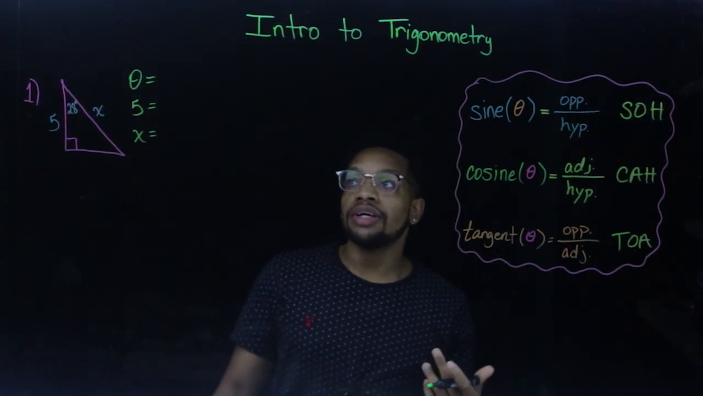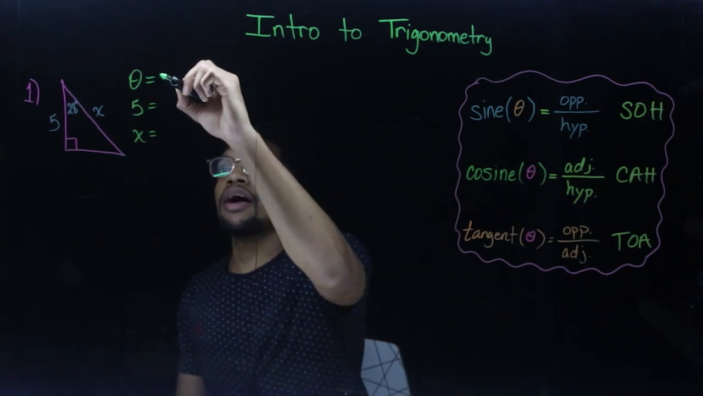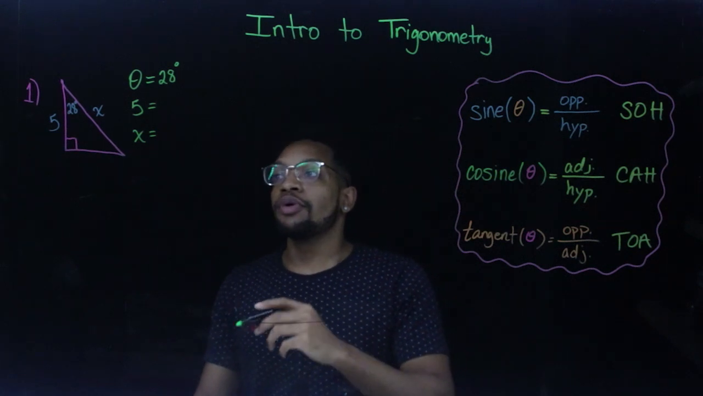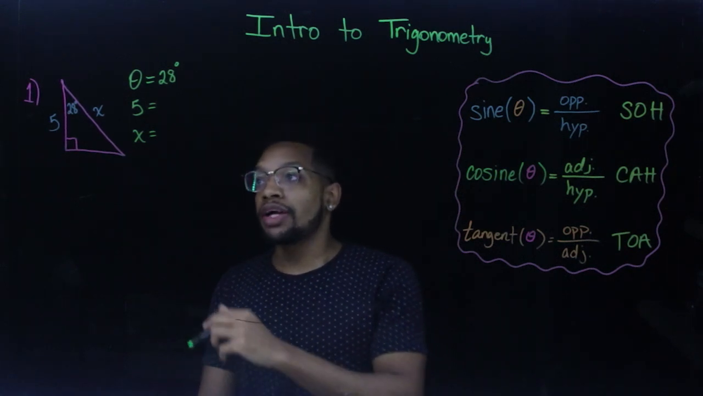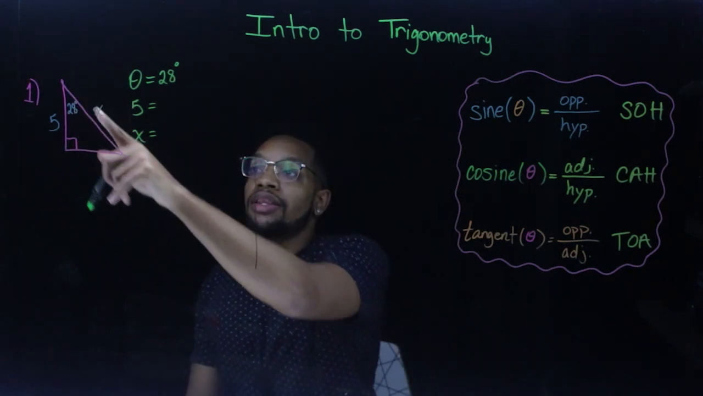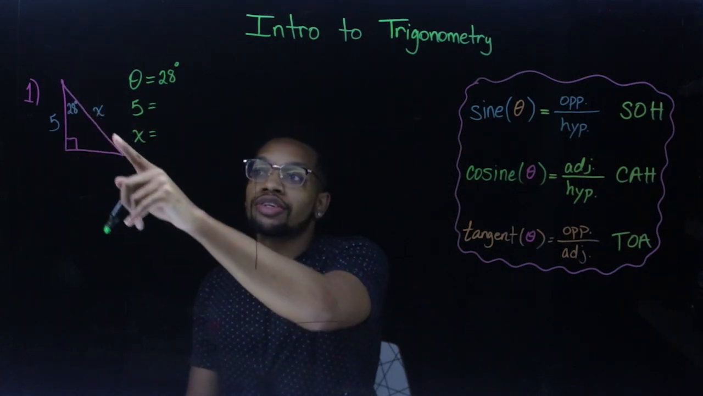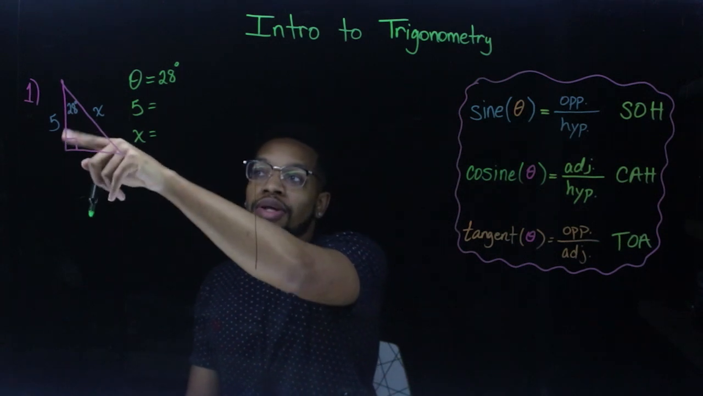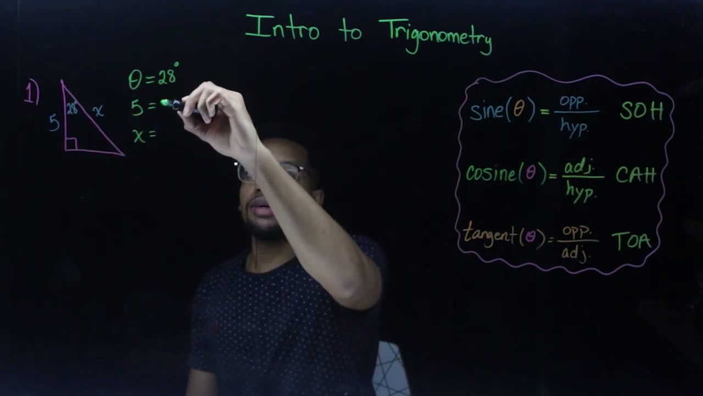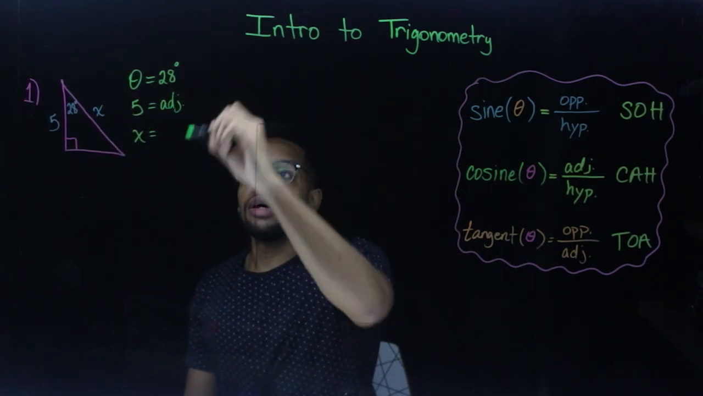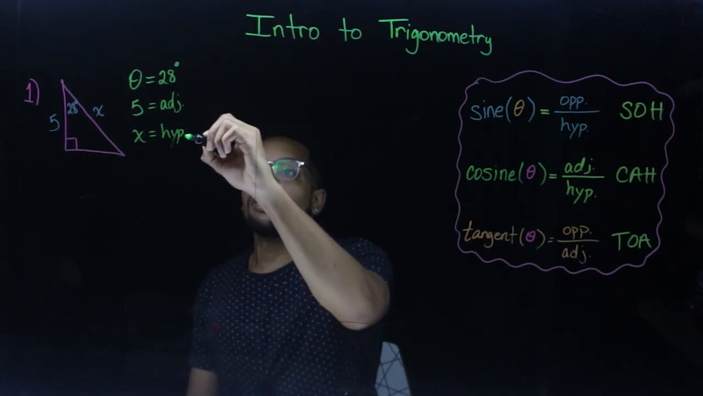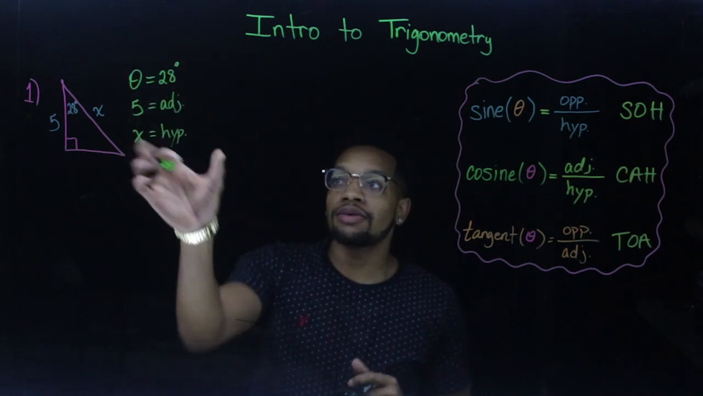All right, and then you just fill it in with whatever it is. So theta, our angle, is going to be 28 degrees. 5, what part of the triangle is that? And so theta's right here. This is going to be the hypotenuse because it's across from the right angle. And this is the opposite because it's across from theta. So that means that this has to be adjacent. And then like we said, x is across from the right angle, so that makes it the hypotenuse. That's the first step, is just filling this out.